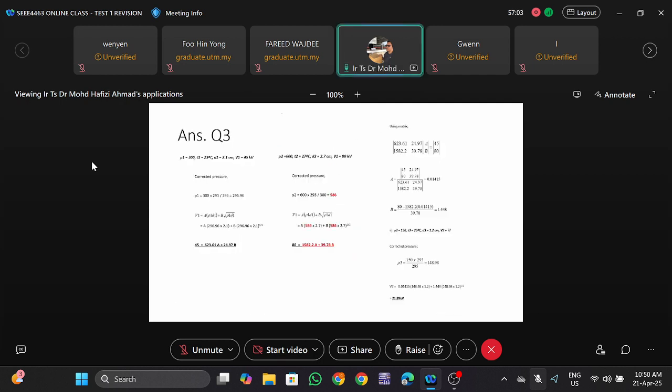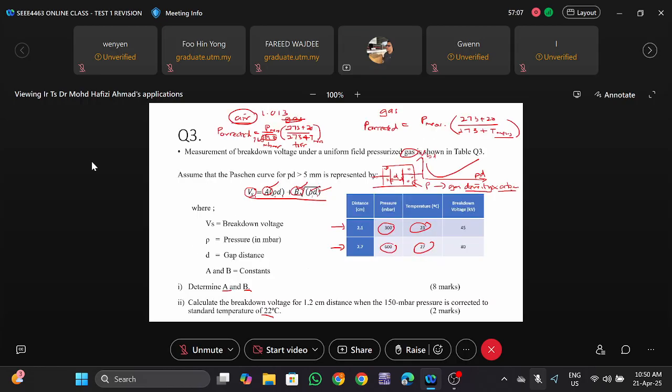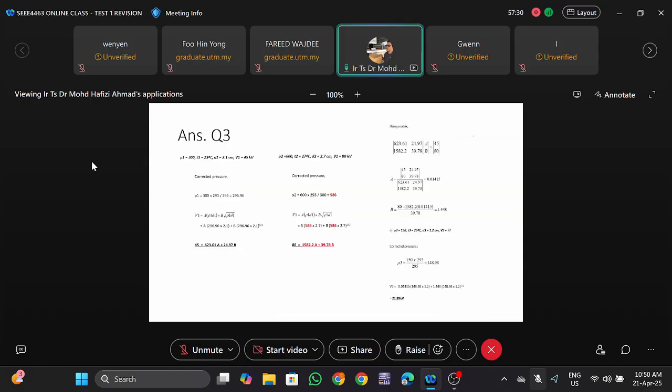All right, okay. So let's say here, but now you must see that the second question asks you to correct to the standard temperature of 22. So it should be 22 here. Okay, T measured, it should be 22. Oh, this question is not complete. So let me check.